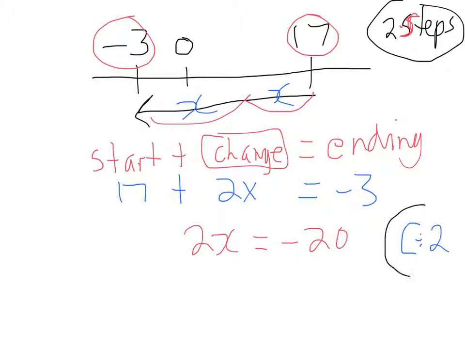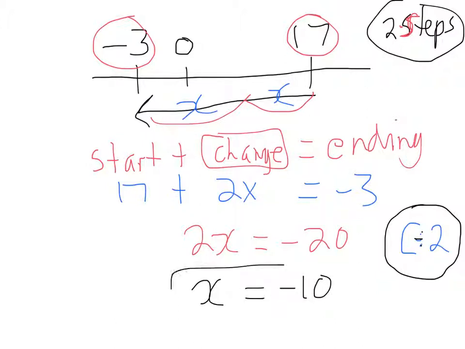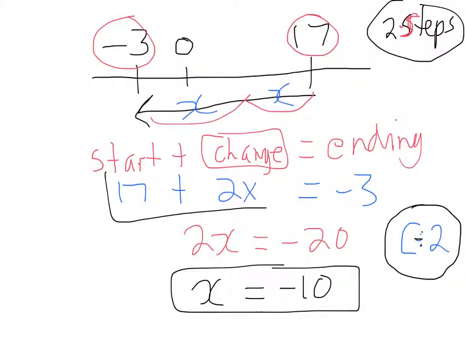I talked about this in another class. That symbol right there means dividing by 2. And you divide by 2 because if 2 jumps are 20, then 1 jump is going to be 10. But we know it's going to be -10. Okay, folks? So -10. That's our x value, and we've solved that equation right there using a number line representation.